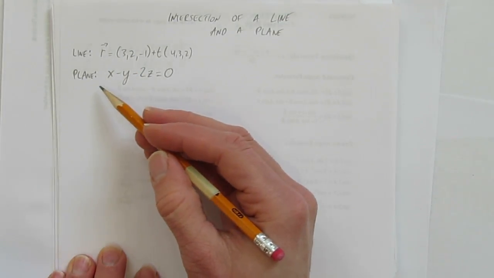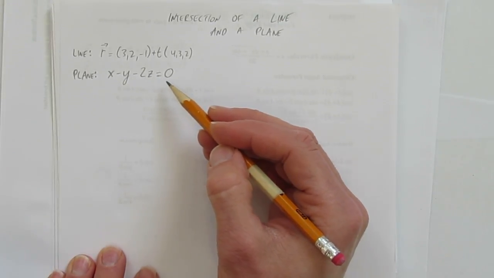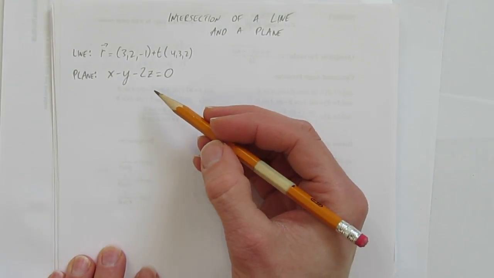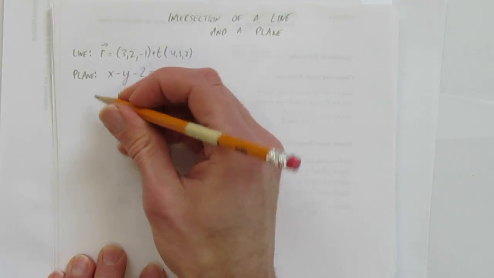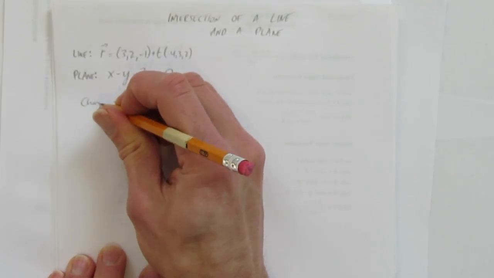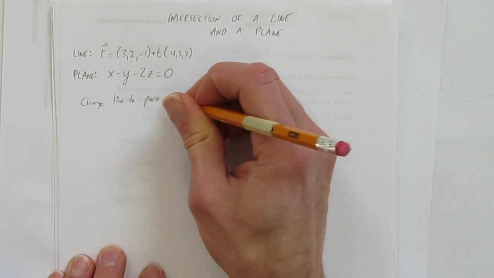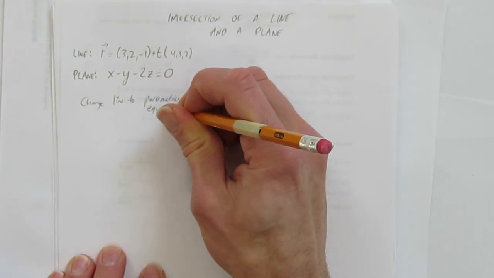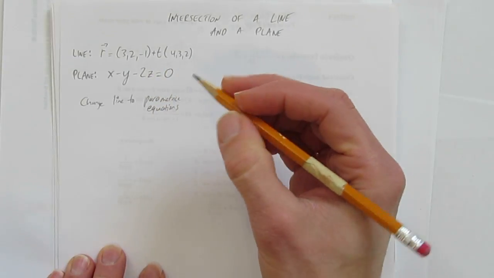And then here's a plane in 3-space given by x minus y minus 2z equals 0. That's a scalar equation of a plane. So the first thing we're going to do is change the line to parametric equations. And that's just reading this point. Again, think of this more like a point plus a direction vector.